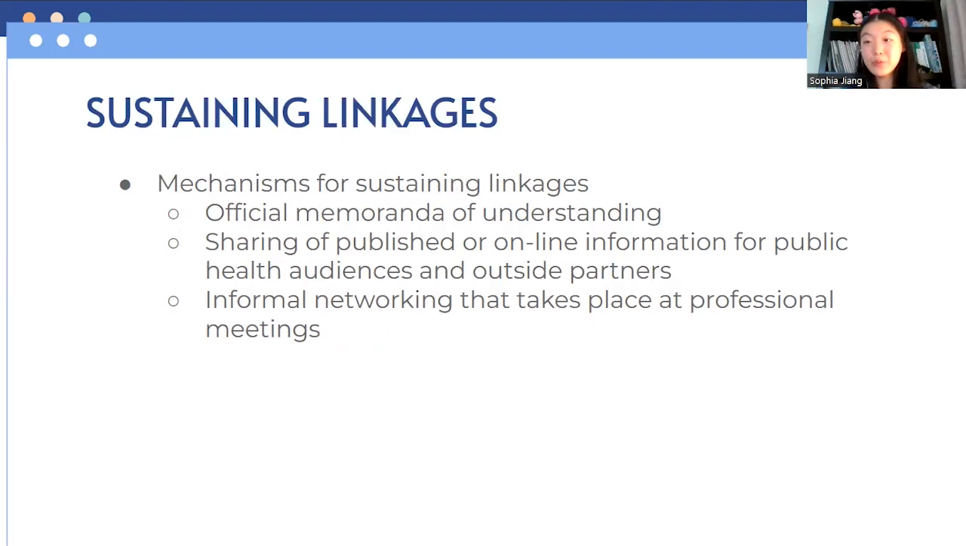So how you would get these linkages or how you would sustain these linkages, because they are important to epidemiology, is you could have an official memoranda of understanding, could share published or online information for public health audiences and outside partners. And you can also do it through informal networking that takes place at professional meetings.